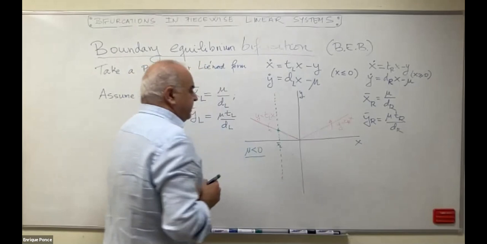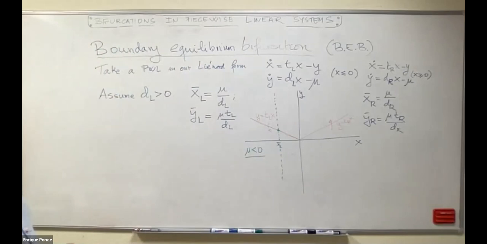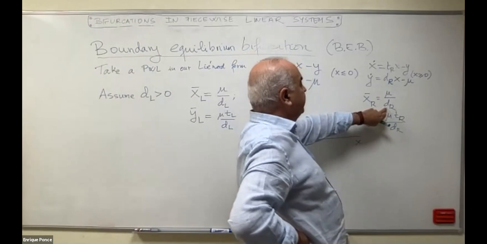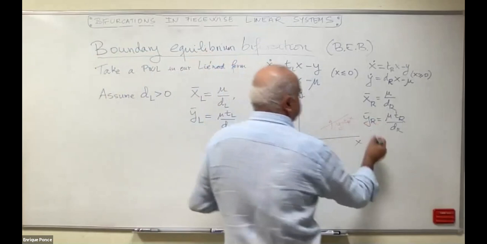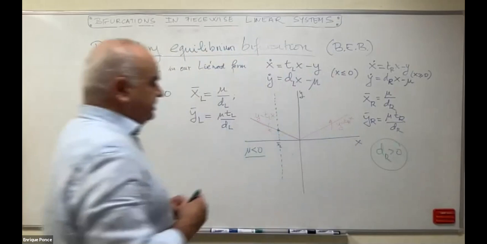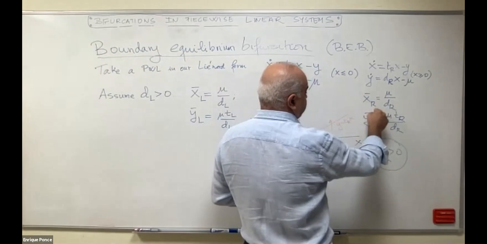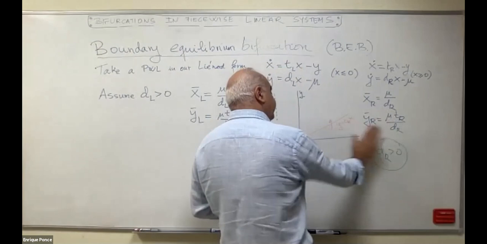What happens for the right system? Well, it depends on the sign of the determinant DR. Let's assume that the determinant is positive also, just to start. We will say what happens when the determinant has different sign. Well, then as mu is negative, this value is negative. So the equilibrium position of the right system should be also in the left half space.